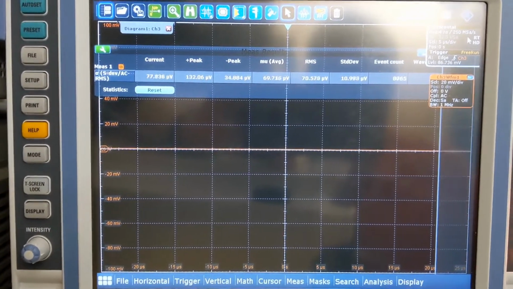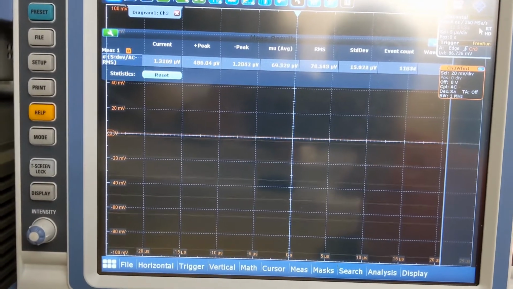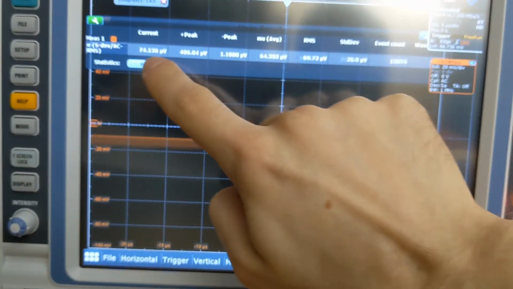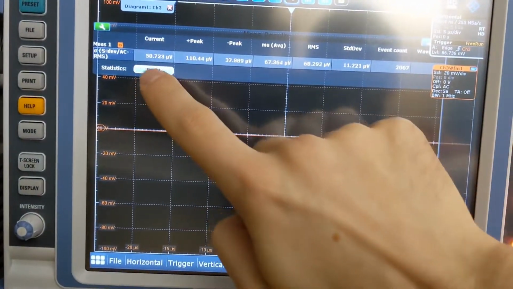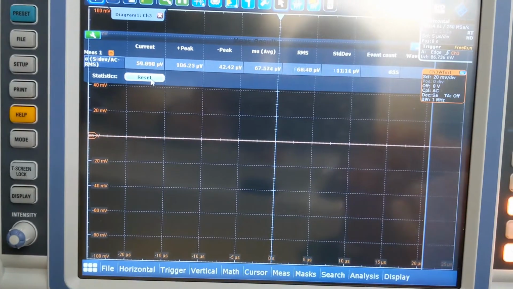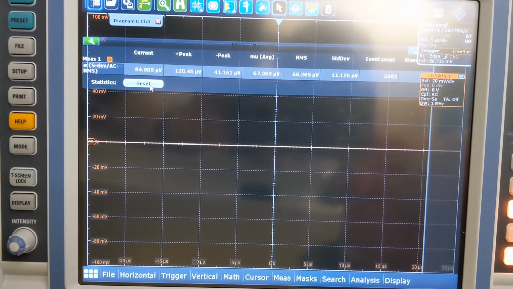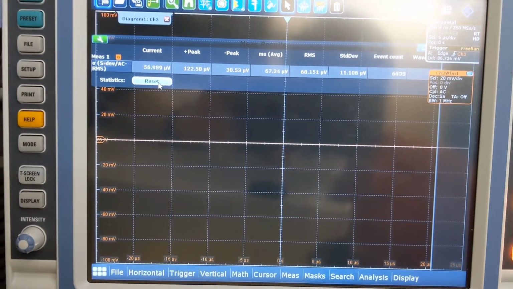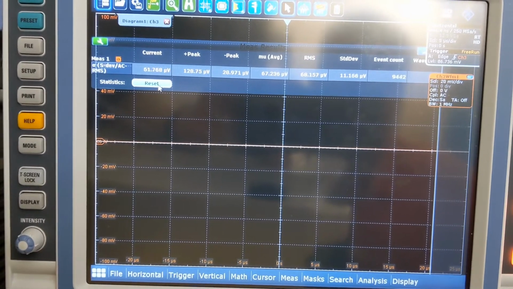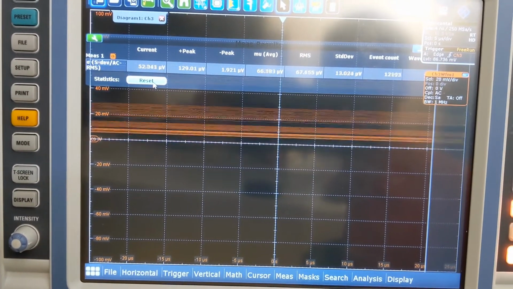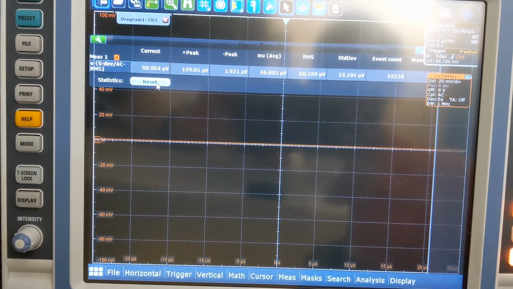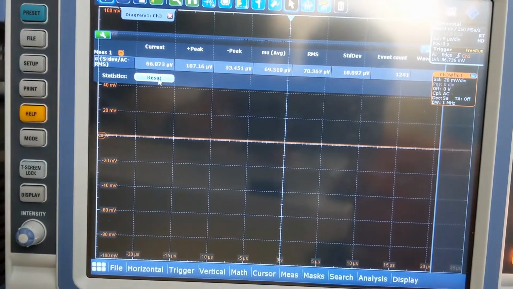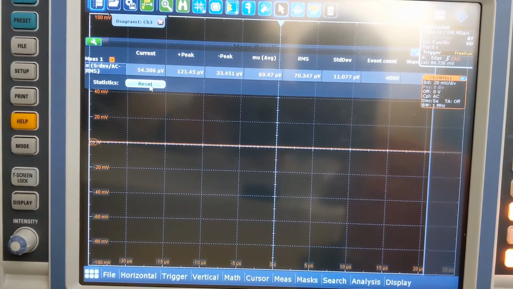Okay, so the background, let me see, we've got the supply on. Let's get the supply off. Reset. Oh, we probably want to wait for it to stabilize. Reset. Okay, we're getting 70 microvolts of noise with the power supply off. Let's turn it on. No load. Reset. Still getting about 70 microvolts of noise.